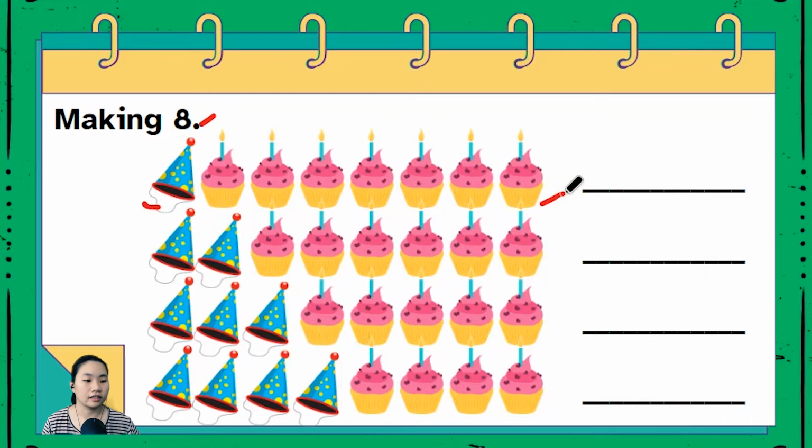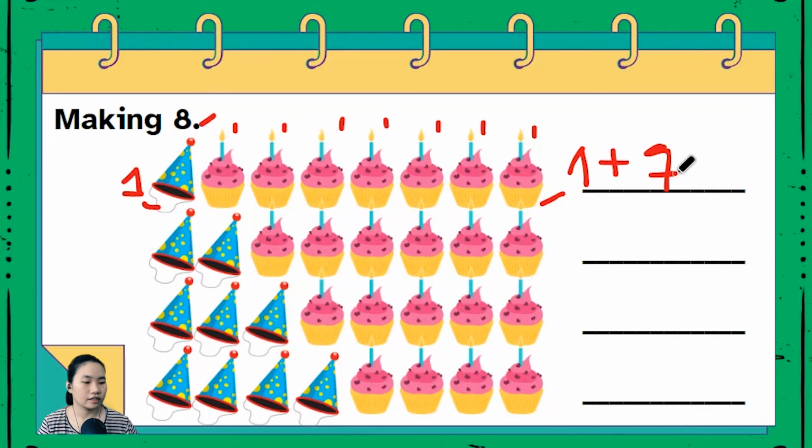So let's start counting. What are we working with? How many birthday hats do we have? First of all, we have 1. Let's count the cupcakes. 1, 2, 3, 4, 5, 6, and 7. Therefore, we have 1 plus 7. Is that correct? Yes, 1 plus 7. What is the sum of 1 and 7? It is 8, because we're learning how to make 8, right? It is the same thing with the flowers and the bees.